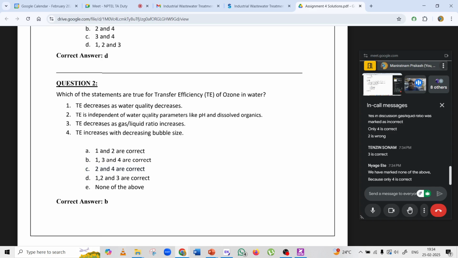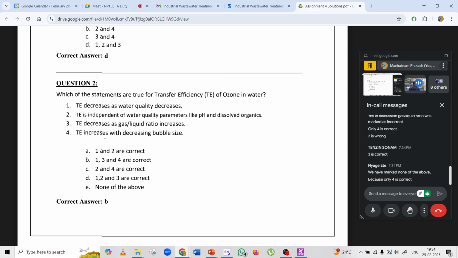See, this is incorrect. But T is dependent upon the water quality, such as pH. It is dependent upon the pH. So this is also incorrect. This is also T increases as gas, not decreases. So this is also incorrect. So only fourth is correct. Yes, sir. So that should be none of the above, but it's showing none of the above here.